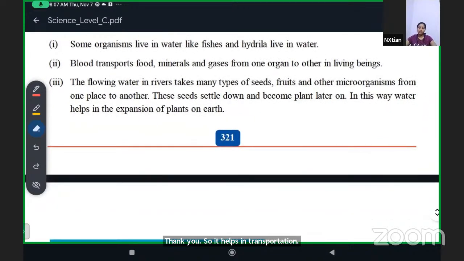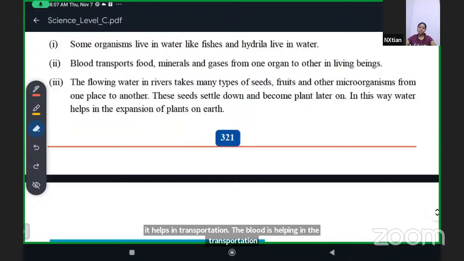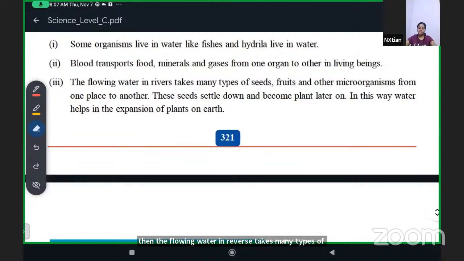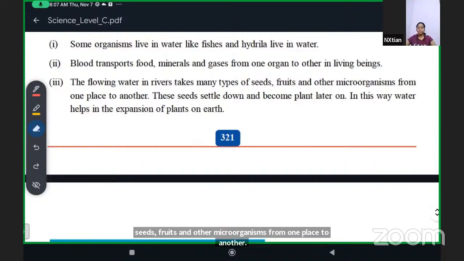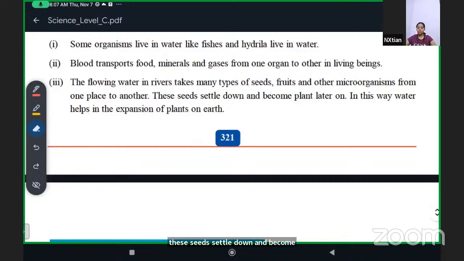Then the flowing water in rivers takes many types of seeds, fruits, and other microorganisms from one place to another. These seeds settle down and become plants later on. In this way, water helps in the expansion of plants on earth. It's saying that if a seed falls in a river, the river flows and takes it away to some other place where the seed falls and then it grows.